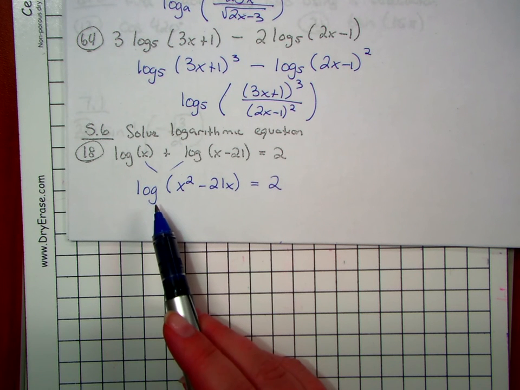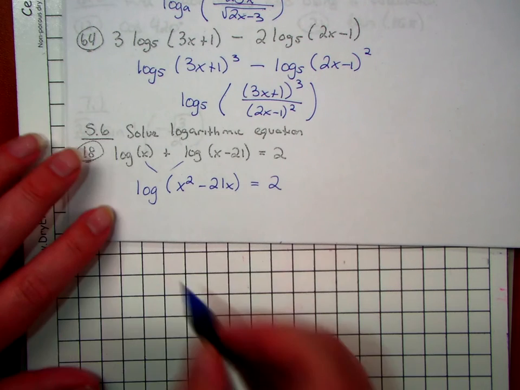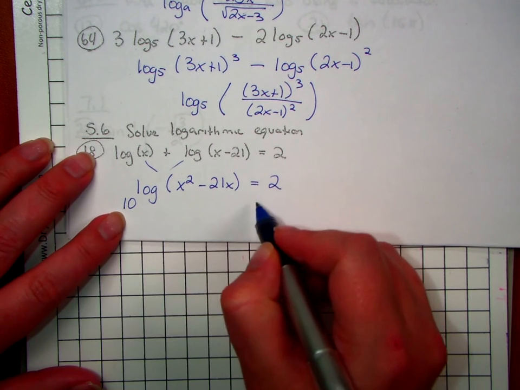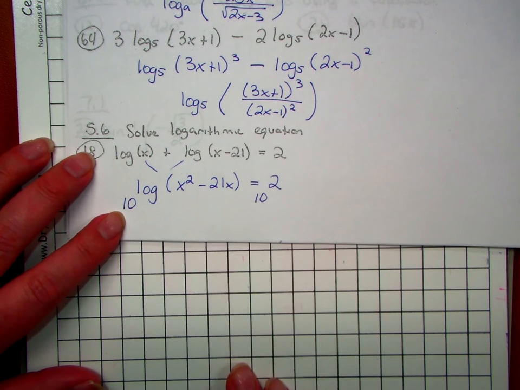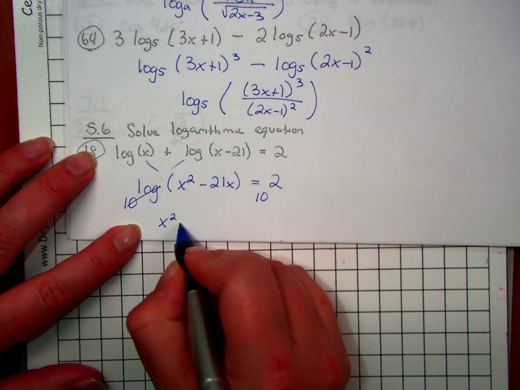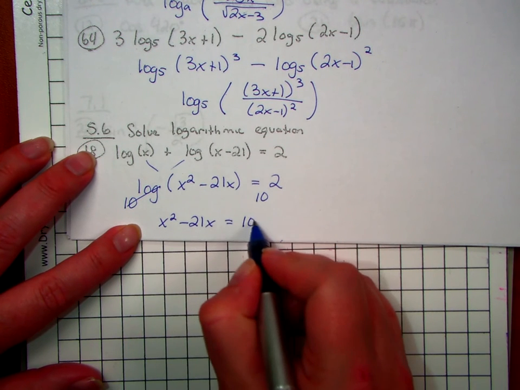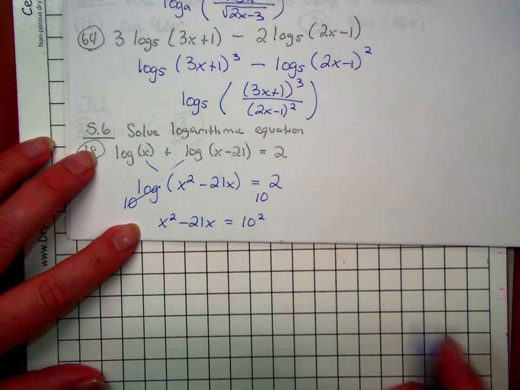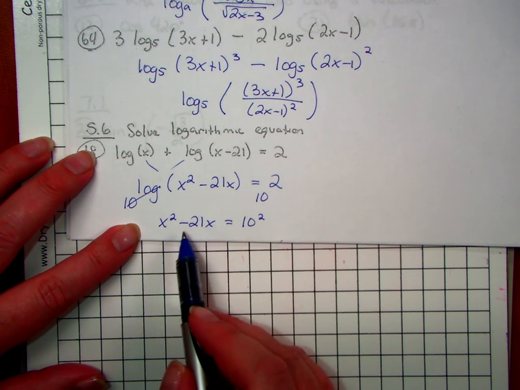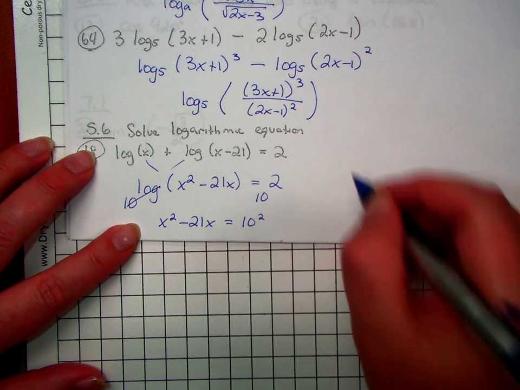If we have a log with no base, it's understood to be base 10. We just went over that, right? So I'm going to raise both sides by 10. 10 is going to cancel the log, and I'm left with x squared minus 21x equals 10 squared. So I get x squared minus 21x, basically equaling 100.